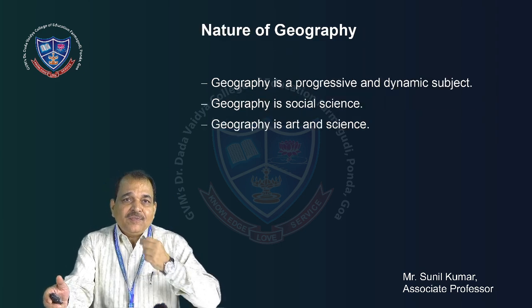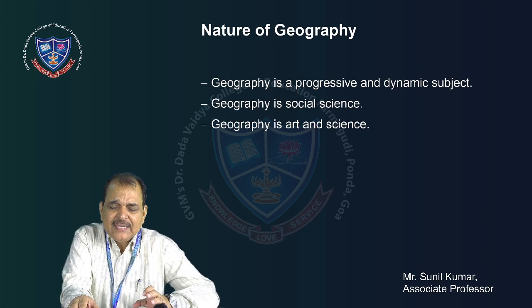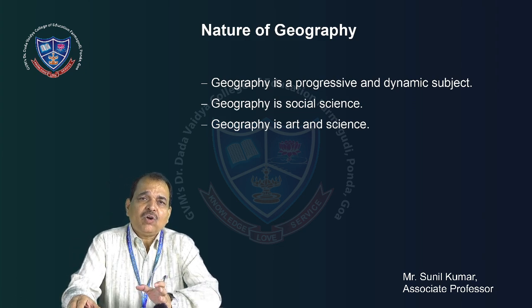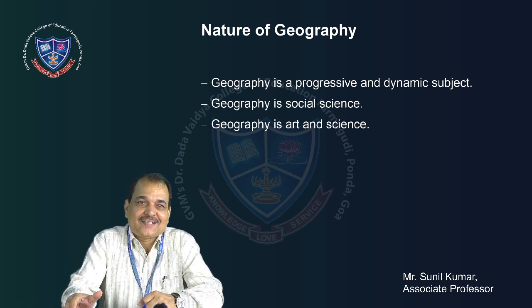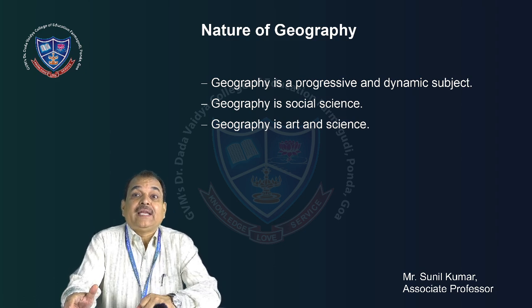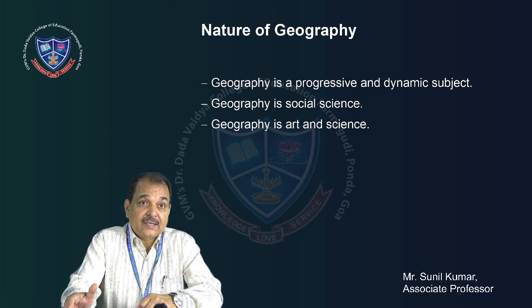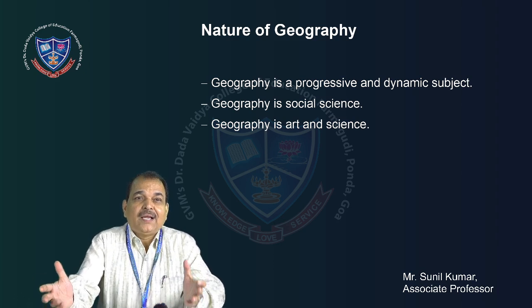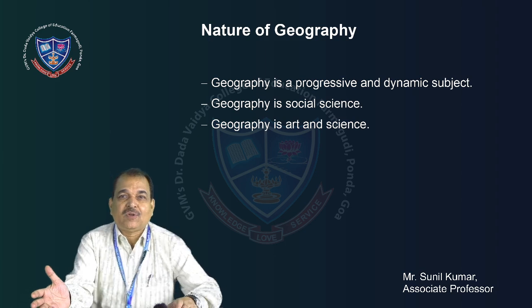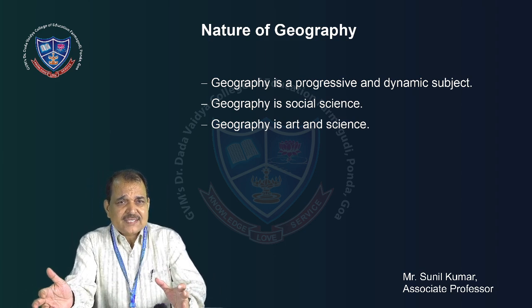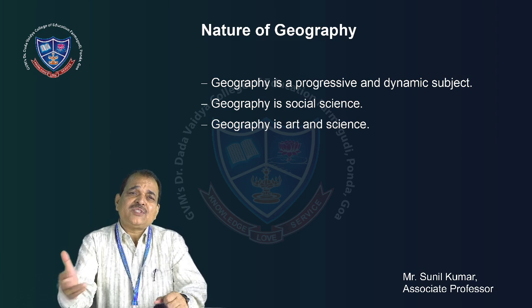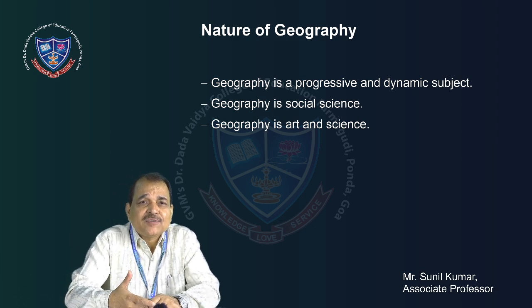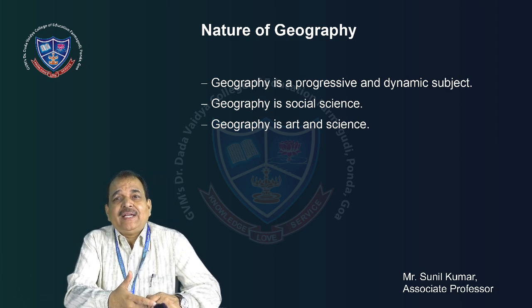Then, nature of geography. We will see the nature of geography. Geography basically has different natures, and by seeing all these points, you will understand what kind of subject it is. So geography is a progressive and dynamic subject. There are subjects kept under two categories: dead subjects and dynamic or progressive subjects. Geography is a scientific subject in which a lot of change takes place in day-to-day life. A lot of change we could feel. So it is a progressive and dynamic subject.